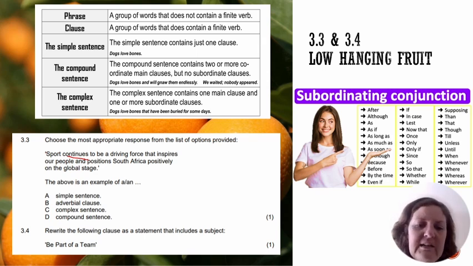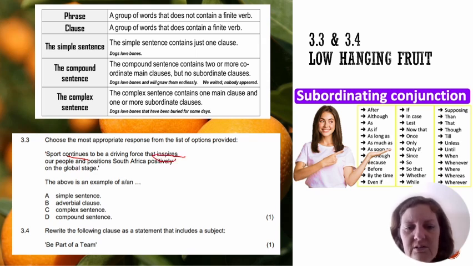All right. Now, if we look at this sentence, it has the verb continues and it has the verb inspires, okay? There are 2 verbs in this sentence, which means that it's not a clause, all right? And it's not a simple sentence because a simple sentence contains 1 verb. A simple sentence is subject, verb, object. Okay? So this sentence actually says, sport continues to be a driving force that inspires our people. Continues and inspires are both verbs. And so this sentence must either be compound or complex.